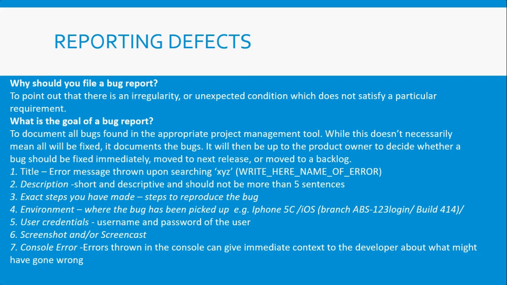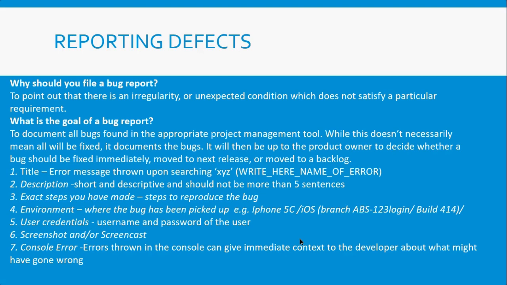Another thing to consider is every application will have a form of defects. You need to have an understanding of how you file your bug reports. What is the goal of your bug reports? A bug is any unexpected condition which does not satisfy a particular requirement. So you need to document your bugs properly. You need to have a good title, a very short and descriptive bug description, and steps to reproduce the bug. You need to provide that in your bug reports.